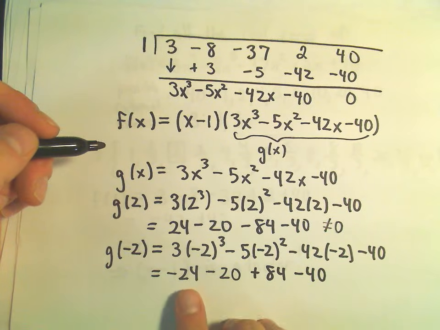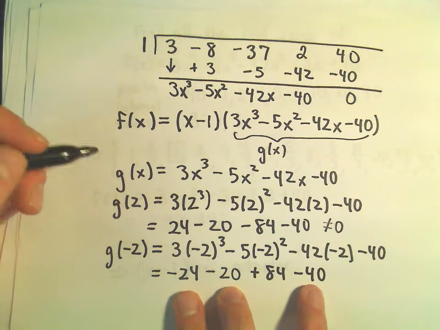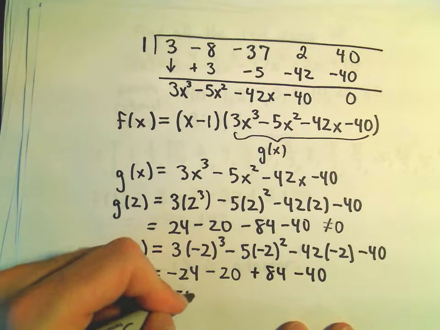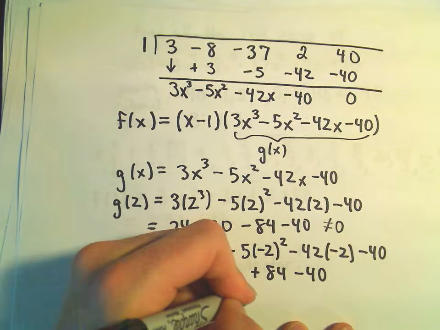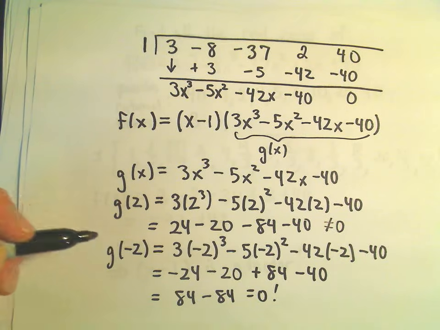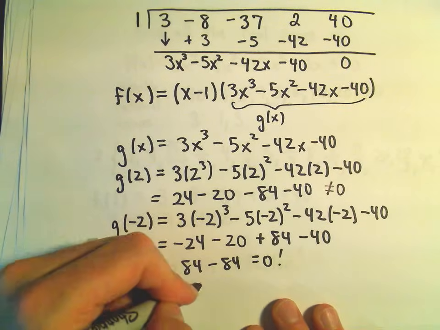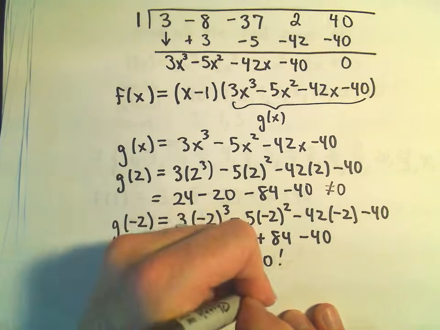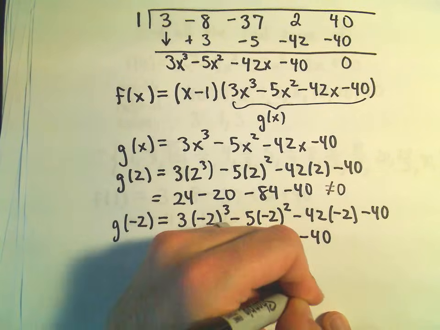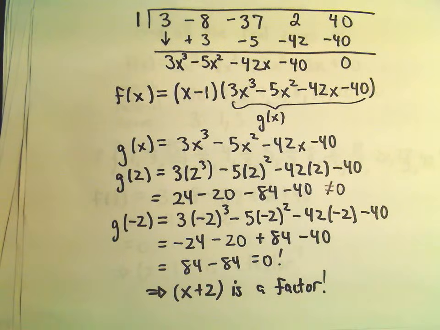Hey, I think this one's going to work. If we get negative 24 minus 20, that's negative 44. Minus another 40 will be negative 84. So we have 84 minus 84. That gives us 0. That means negative 2 is a 0, and that tells us that x plus 2 is a factor. Okay, great. So we know the quantity x plus 2 is a factor.